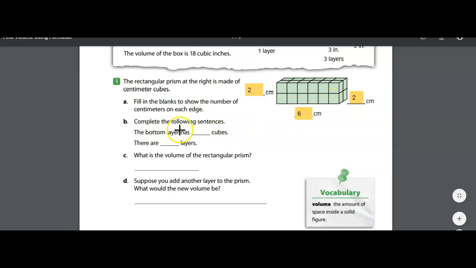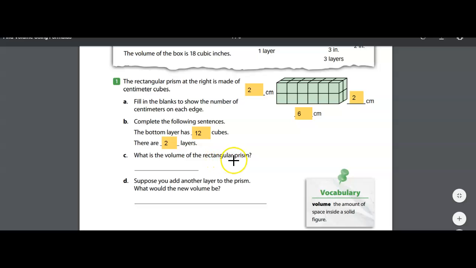So question B says, complete the following sentences. The bottom layer has, so I know the bottom layer has how many cubes? How did I calculate my bottom layer based off my previous video? I got it. In order for me to calculate my bottom layer, I multiply my length, 6 centimeters, times my width, 2 centimeters. So I know that 6 times 2 is 12. So I know the bottom layer has 12 cubes. There are how many layers? I identified that there are 2 layers. So I know that there are 2 layers.